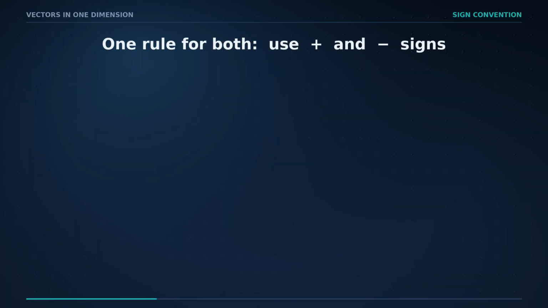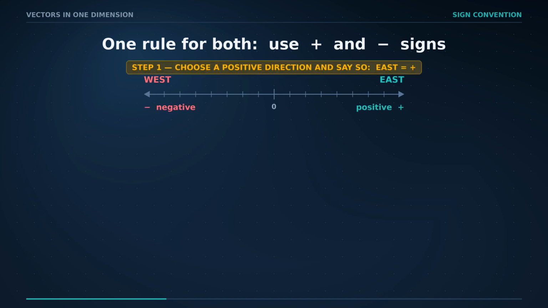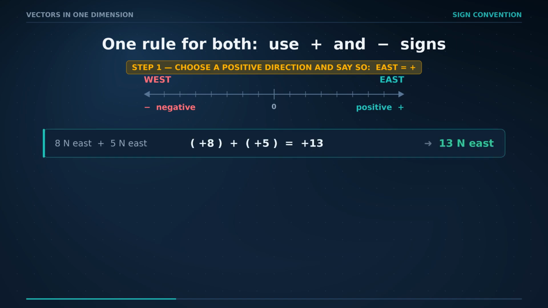Here is a neat trick that turns both rules into one. Choose a positive direction and state it clearly. Let us take east as positive. Then east vectors are positive, west vectors are negative, and you simply add them algebraically.